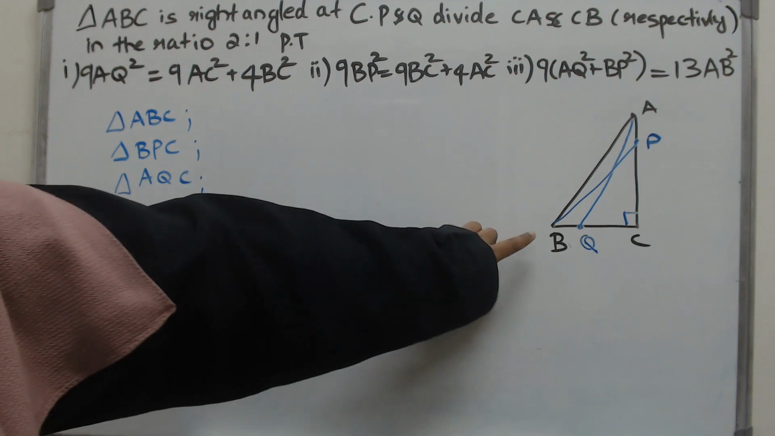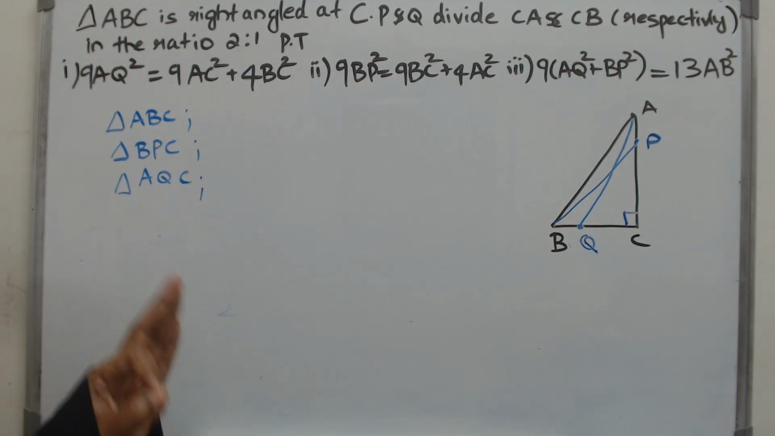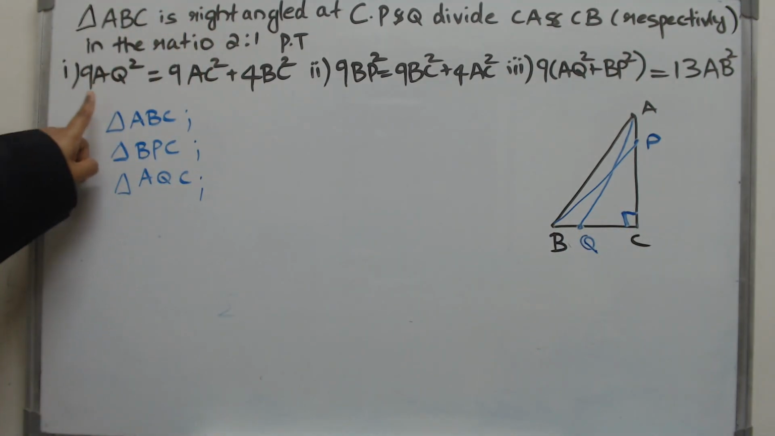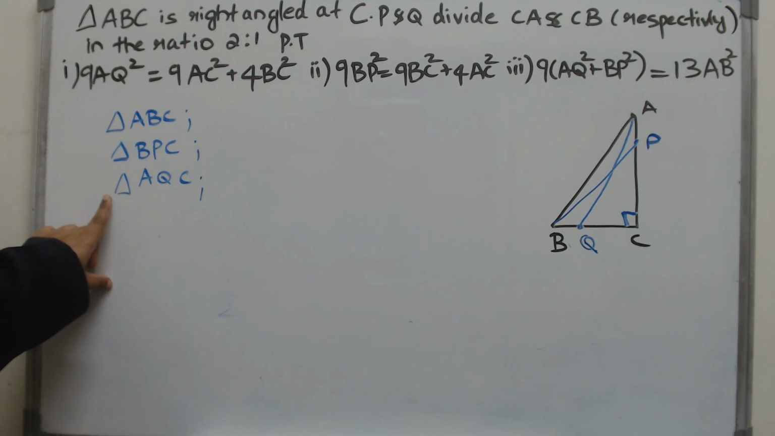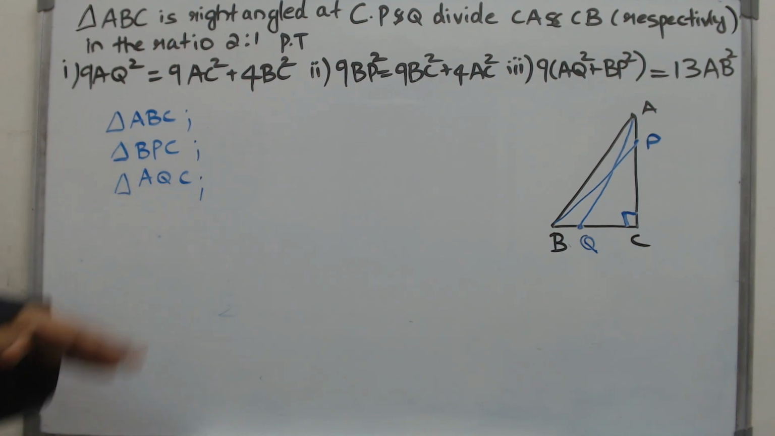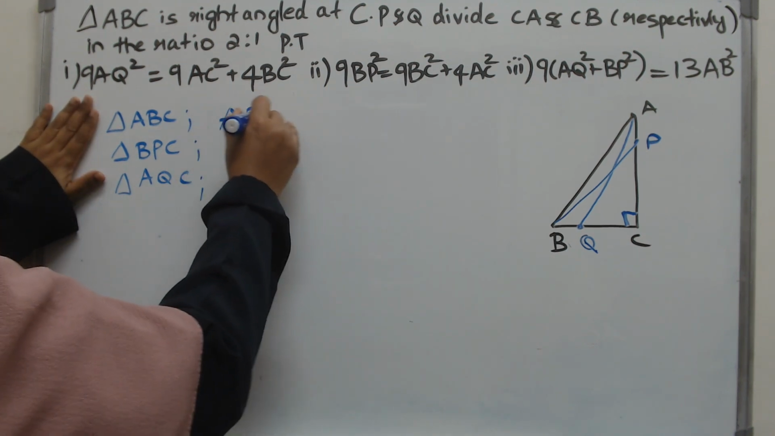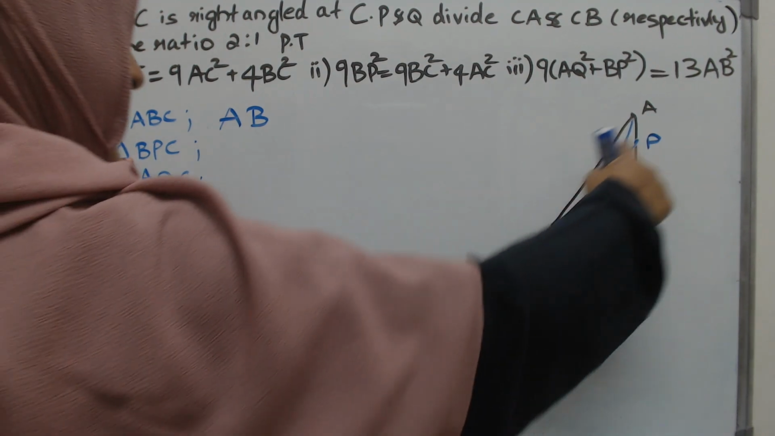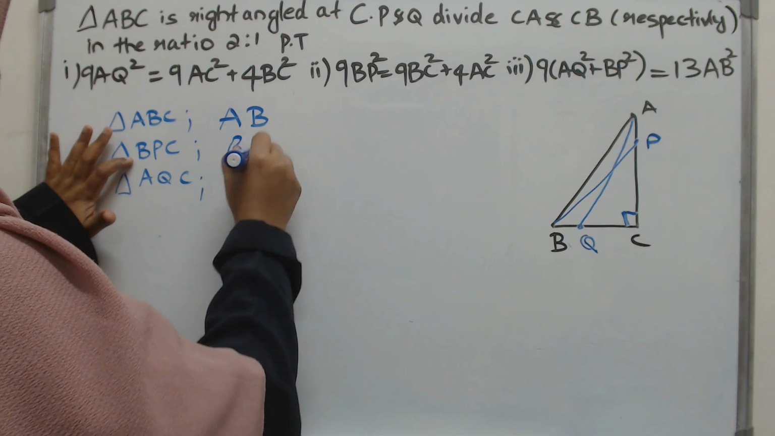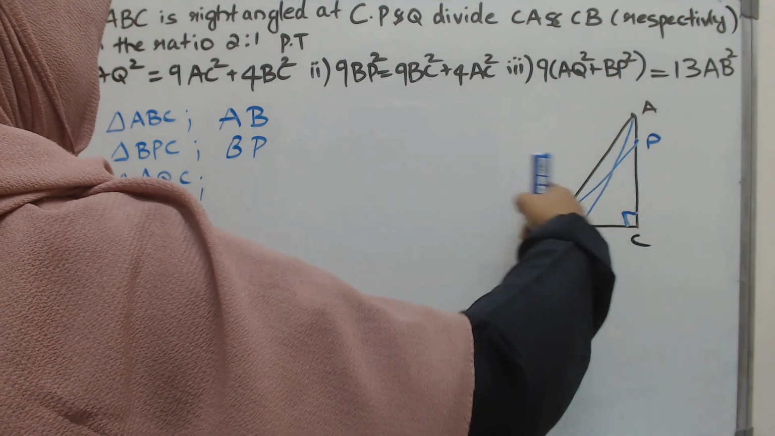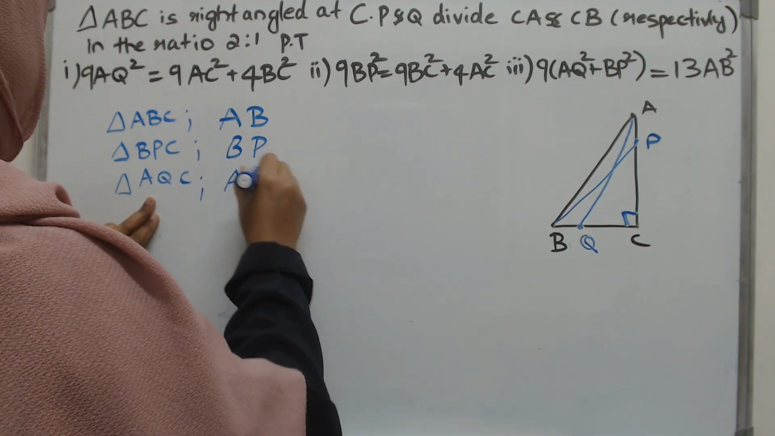What have we done? We have joined the points and come up with 3 different right triangles, all of them sharing the same right angle C. These are the 3 triangles that we are dealing with. Our triangle ABC was our original triangle, and its hypotenuse was AB. With BPC, the hypotenuse is BP. And what about AQC? Your hypotenuse will always be the side opposite to the right angle. So its hypotenuse will be AQ.